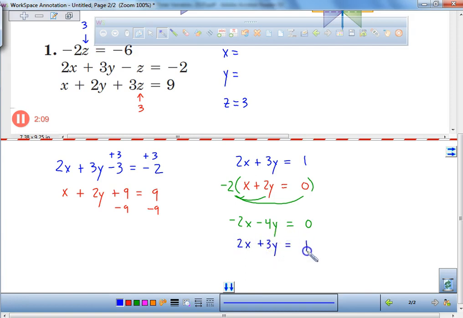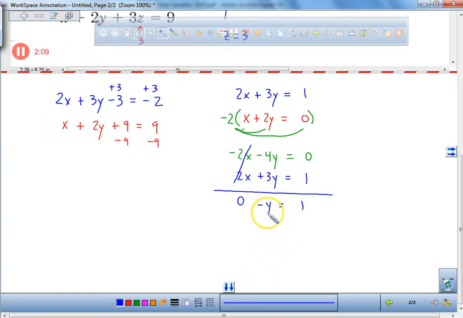Now, what are we allowed to do with those two equations? Add them together. So what happens with all the x's? They disappear. They're 0. All right. How many y's would we have? Close. Not 1, but negative 1y. And that's equal to 1.